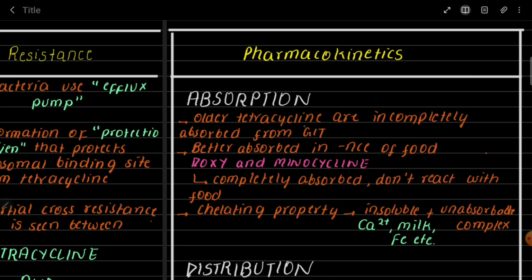Older tetracyclines, that is, those tetracyclines which were formed earlier, are incompletely absorbed from the GIT. They are better absorbed in the absence of food. But there is an exception to the statement. Doxycycline and minocycline are completely absorbed even in the presence of food, as they don't react with food.